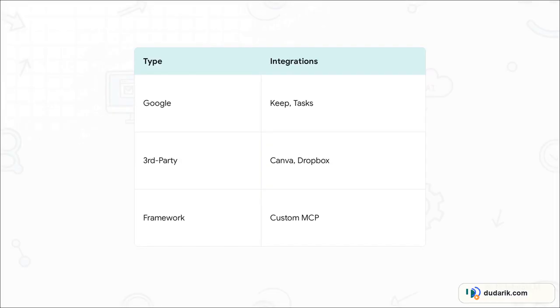We've got first-party Google apps, of course, like Keep and Tasks. We've got major third-party players joining the fray, like Canva, Dropbox, Instacart, OpenTable, and even Zillow Rentals. But the absolute game changer in the docs is under custom frameworks. They're adding support for the Model Context Protocol, or MCP, which allows you to plug in custom app links to build a highly tailored, deeply personal assistant.